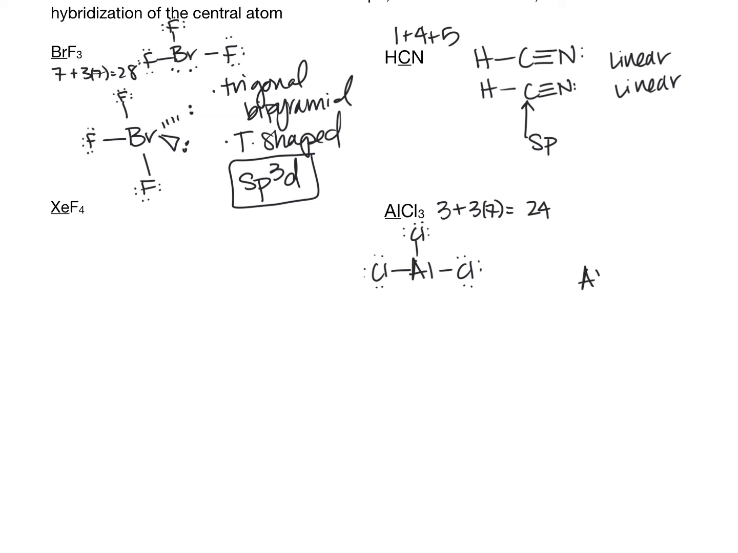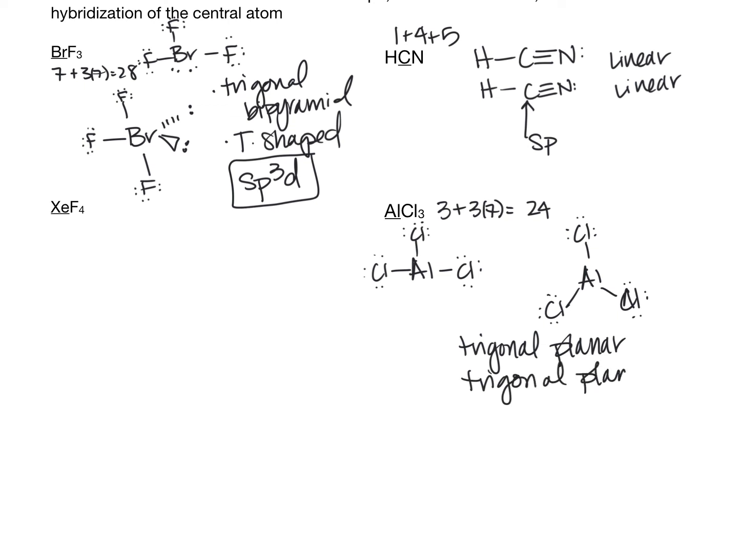So the VSEPR structure is going to have each chlorine at 120 degrees from one another. So this is trigonal planar. Trigonal planar. And for aluminum, it is going to have a steric number of 3, so it is just sp2 hybridized.